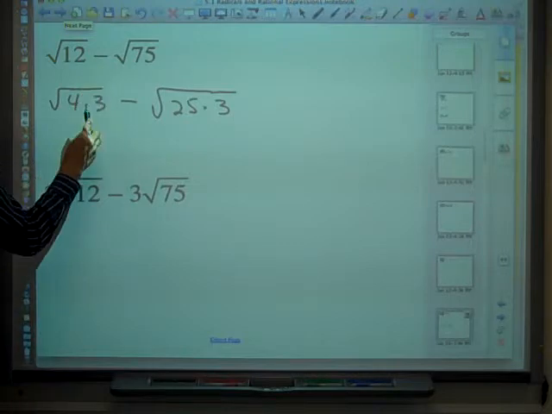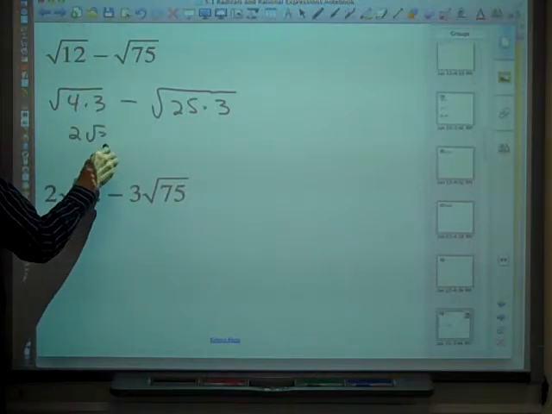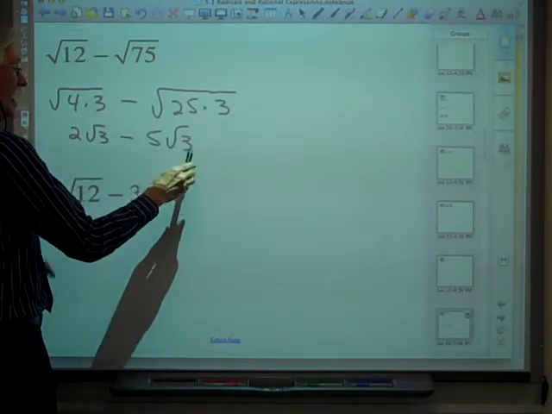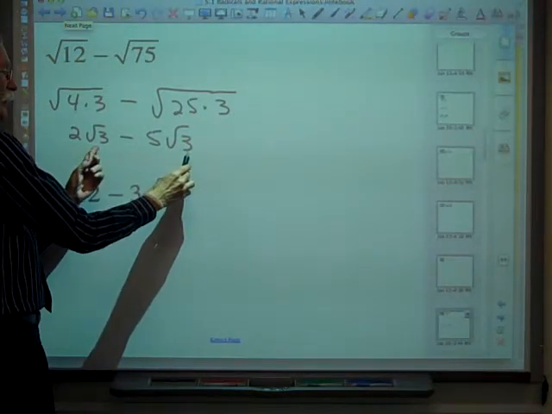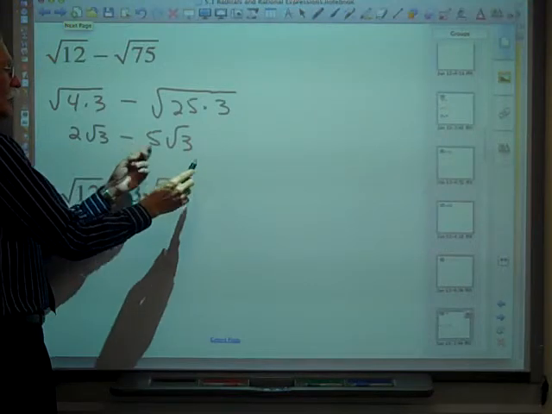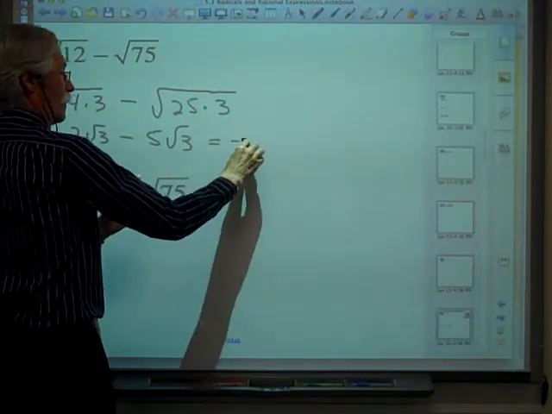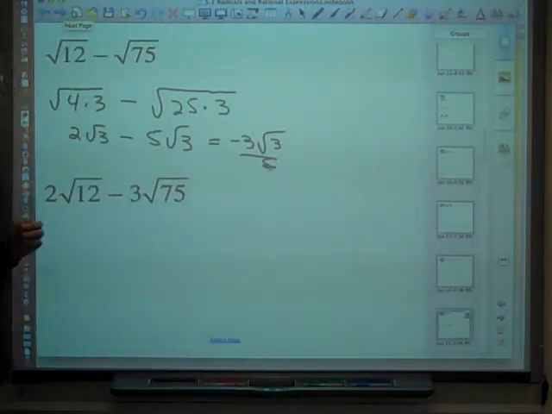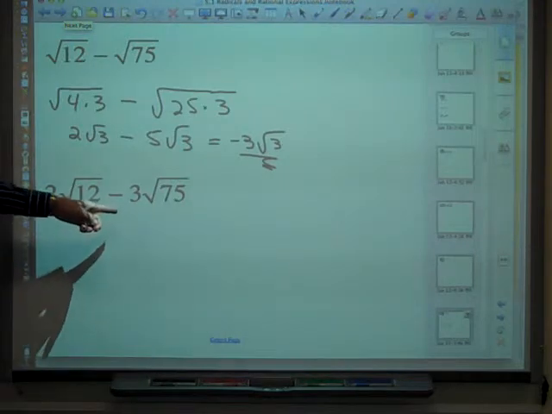Square root of 4 is 2 root 3. And what's this? 5. And are these like terms? Yes. What's 2 take away 5? Negative 3. So that's the best you can try. Try this one.